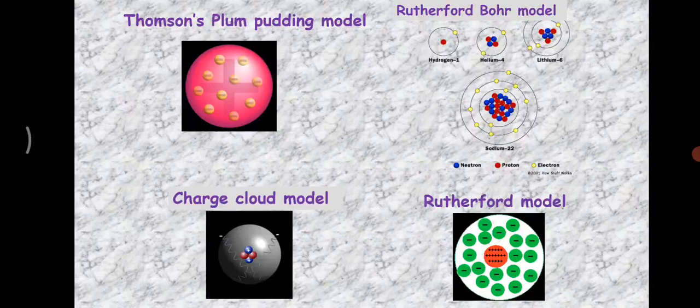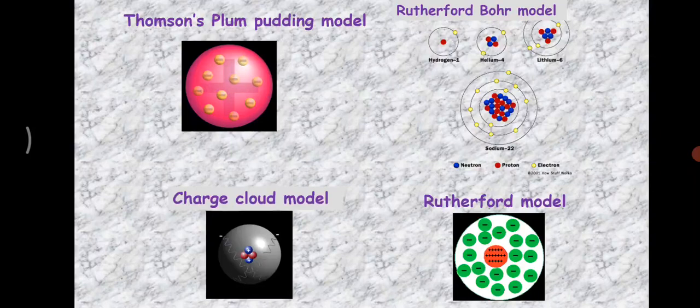As you can see, the positive sign indicates the protons in the first image. In the second image, you can see blue particles and red particles, which are neutrons and protons combined together. The blue color indicates the neutrons and the red color indicates the protons. Similarly, the yellow colored ones are electrons, which are revolving in orbit around them.